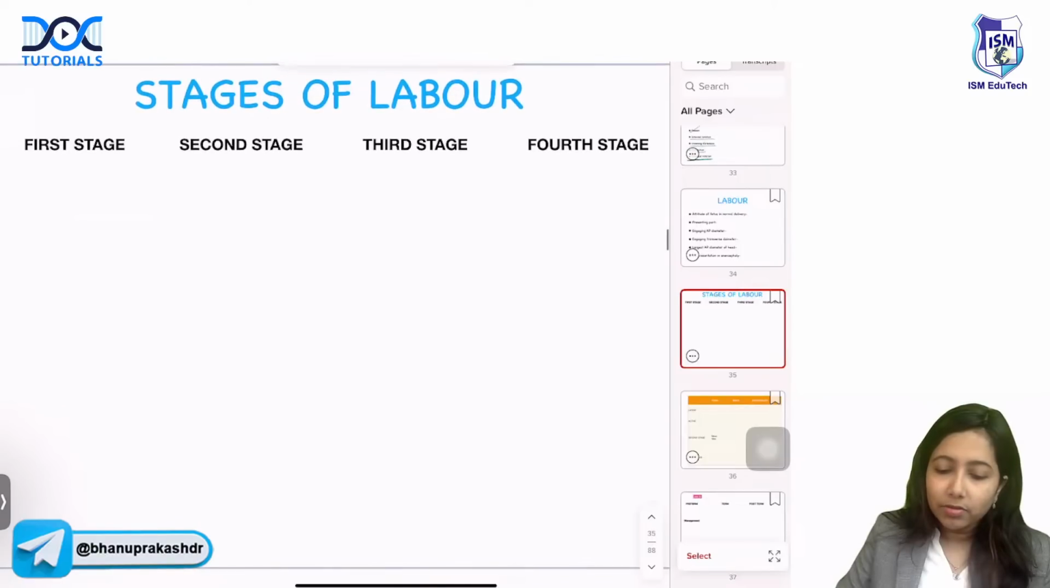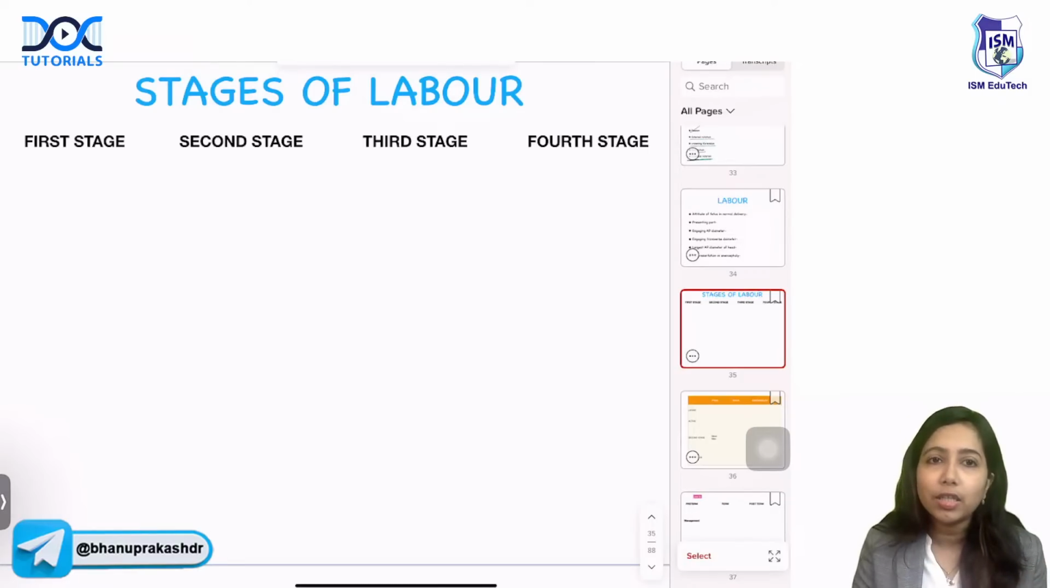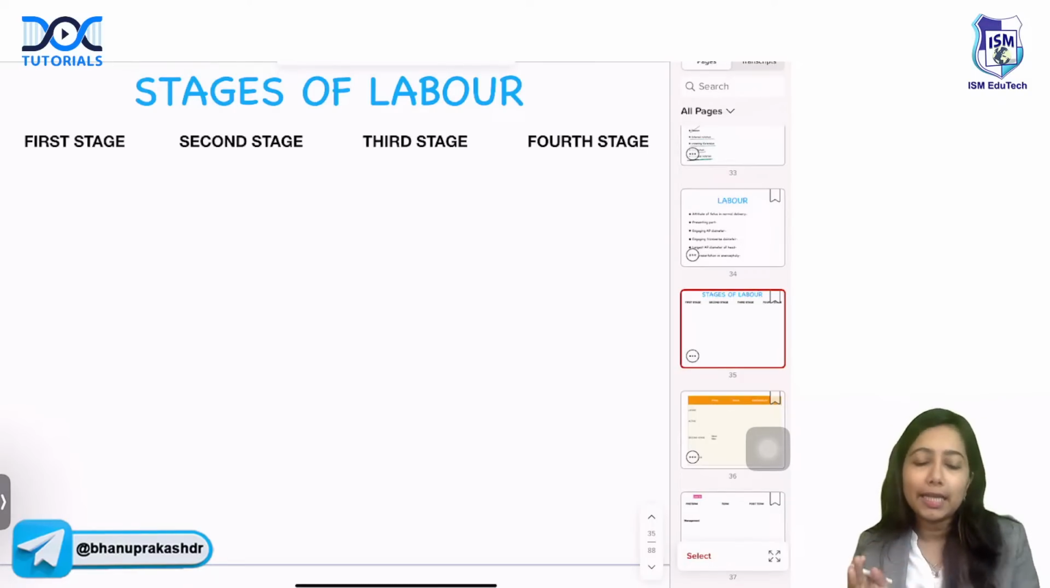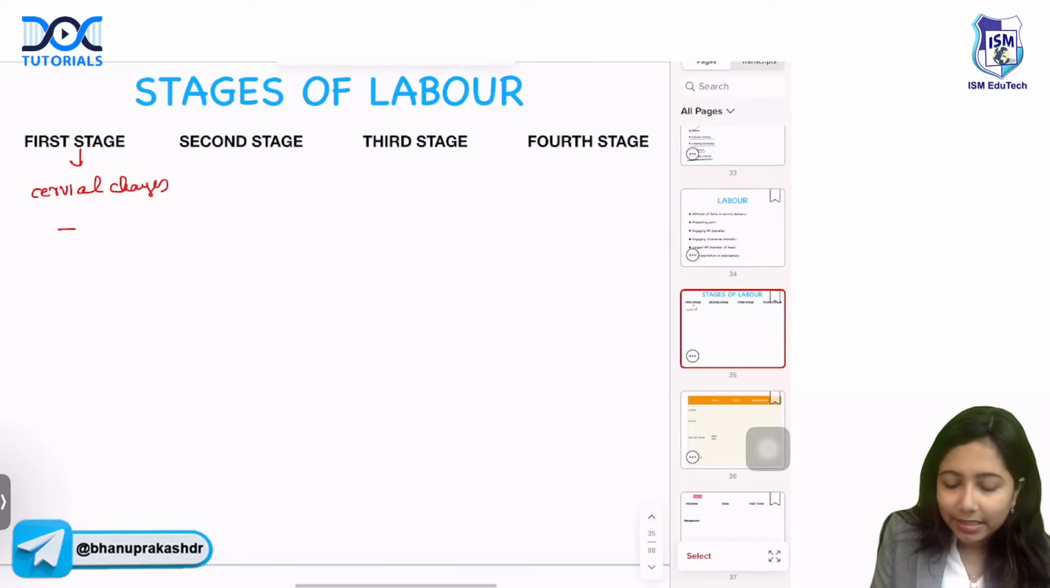So coming to the stages of labor. Labor can be divided into the first stage, second stage, third and the fourth stage. What is the first stage? The first stage is from the onset of cervical dilation till full dilation. So it is from the onset of cervical changes till full dilation.